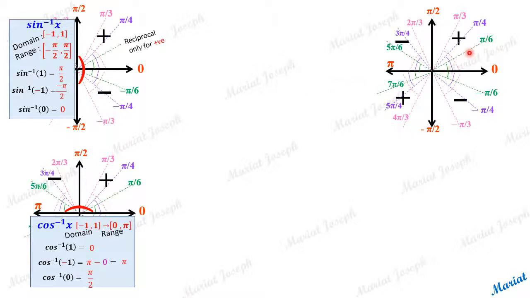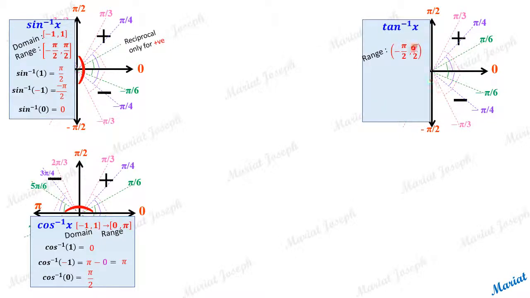Or it could have been taken 0 to pi, these two quadrants, positive and negative? Yes, like the cos inverse x function. Both are possible. But it's already been decided. To make it a bijection, to make it a 1-1 function, the principal branch of the tan x function is taken to be minus pi by 2 to plus pi by 2. So the range of tan inverse x will be the interval from minus pi by 2 to plus pi by 2 only, like the sine inverse x function.